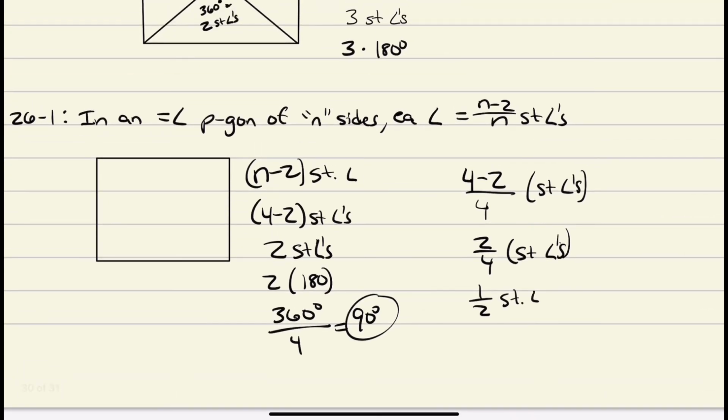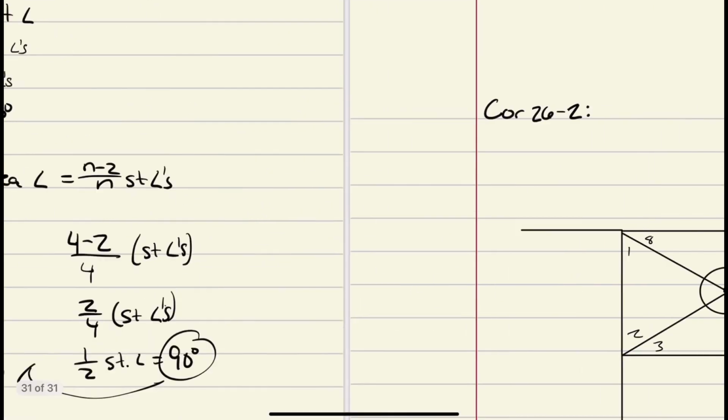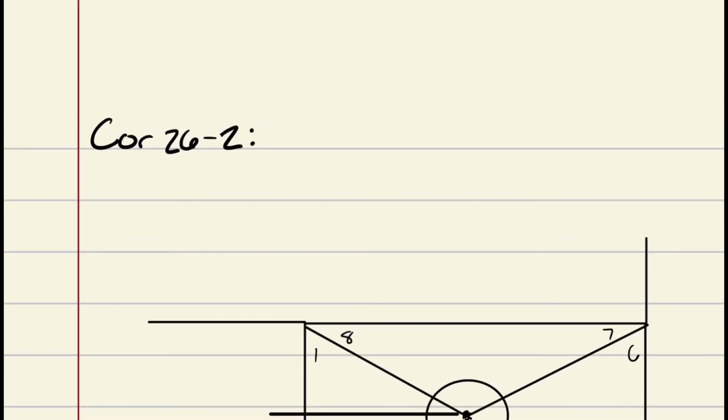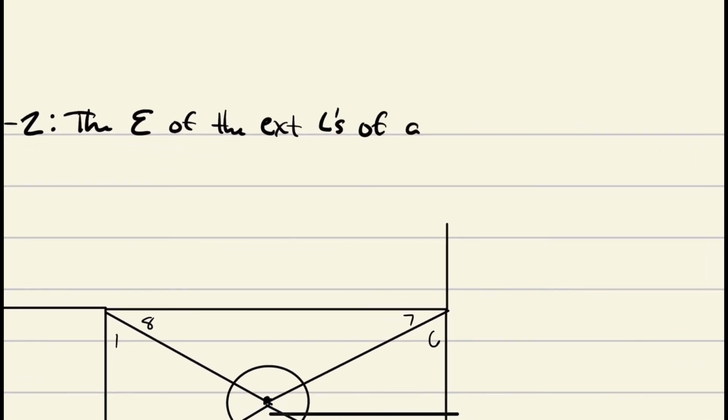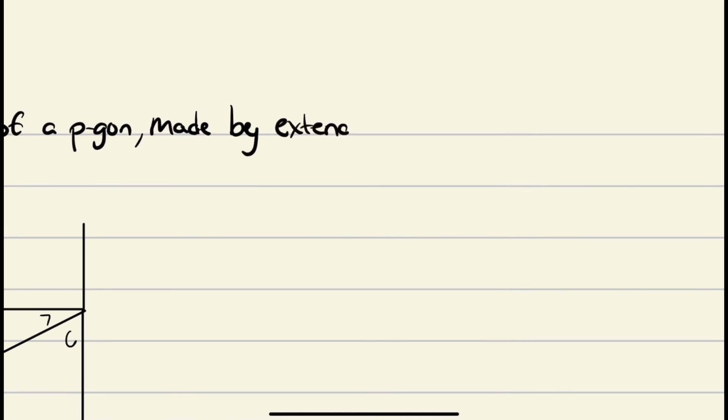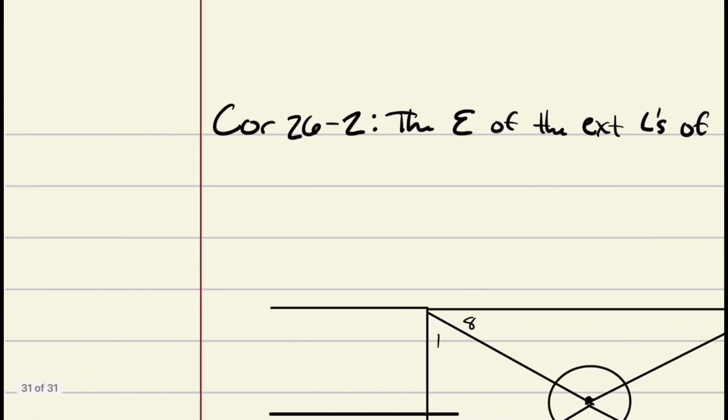So pretty simple there. And then last corollary, it states that the sum of the exterior angles of a polygon made by extending each of its sides in succession is equal to 2 straight angles.